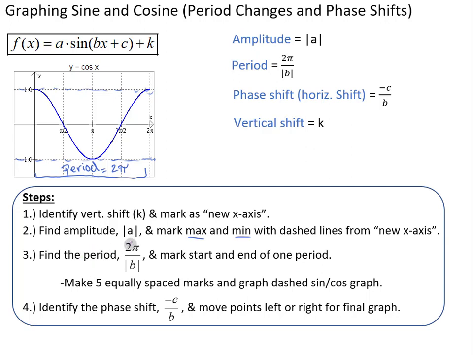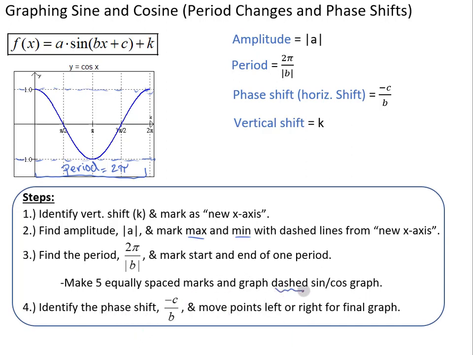Then we're going to find the period by calculating 2 pi over the absolute value of b. And we're going to mark the start and end of one period. So we'll kind of put little marks on our dash, start and end. Then we'll make 5 equally spaced marks if we don't have our own graph to work with, or a graph with a scale already provided. And we're going to graph in our sine and cosine graph. Okay, but we're going to use a dashed line if there is a phase shift.